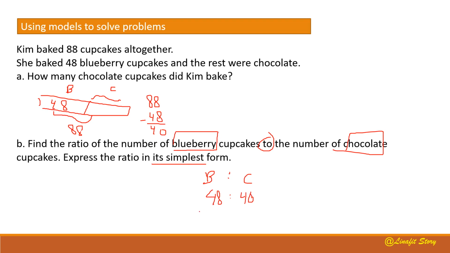Yeah, so you may find the common factor between 48 and 40. The common factor between them equals 8. So 48 divided by 8 equals 6. 40 divided by 8 equals 5. So the ratio of the number of blueberry cupcakes to the number of chocolate cupcakes was 6 to 5.